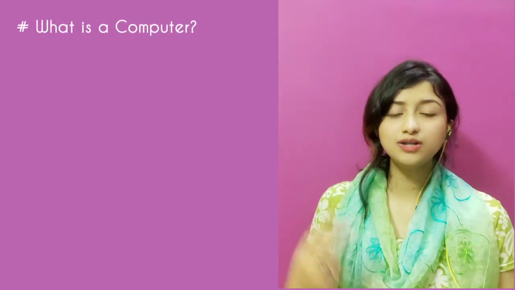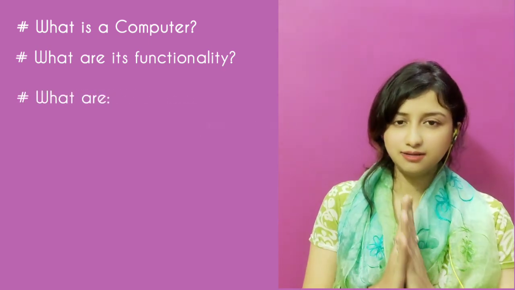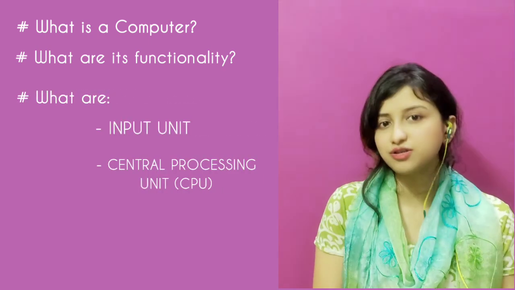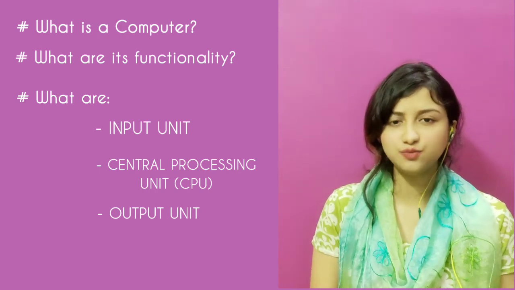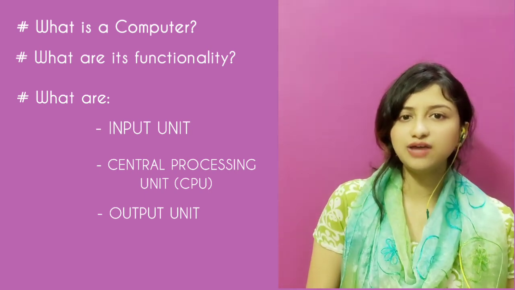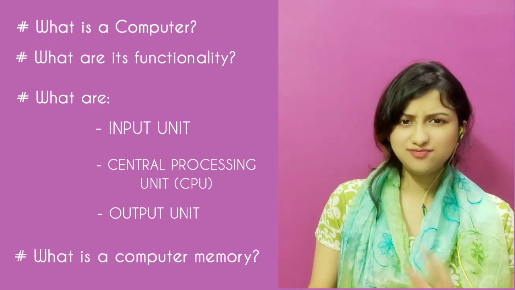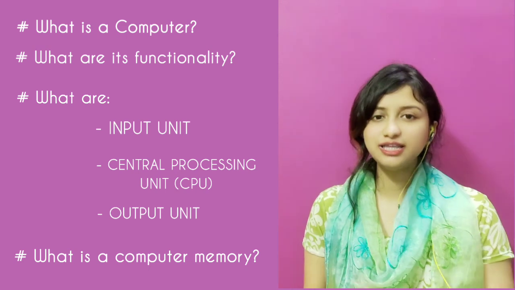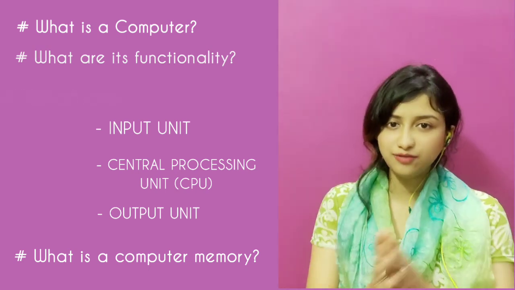I hope you have understood whatever we have discussed today. Brushing up, we have gone through what a computer is, how it functions, what the input unit, the central processing unit and the output unit are, what devices are attached with them, and also what computer memory is. These were the basic and initial things that we already knew, we just brushed them up so that we can move forward.